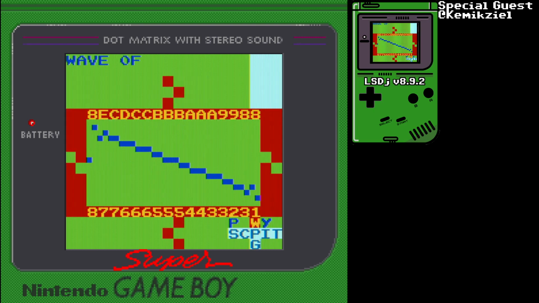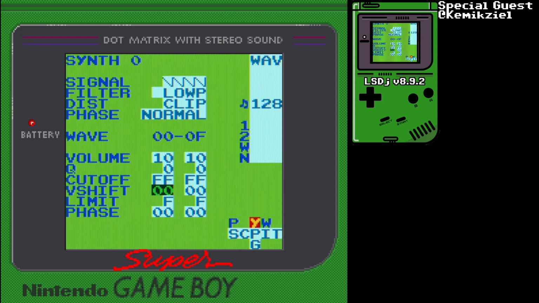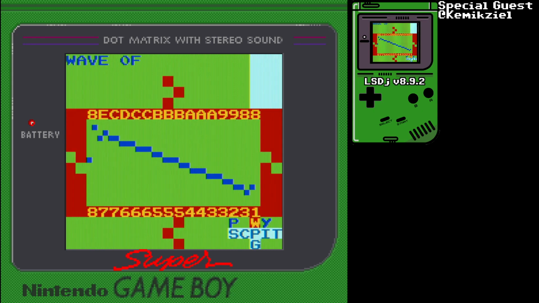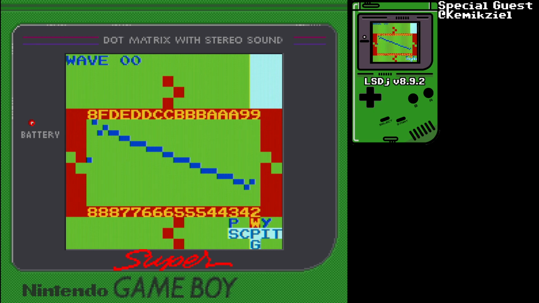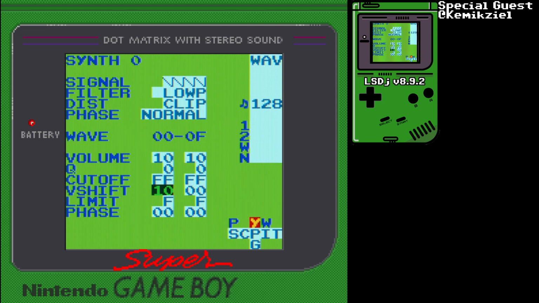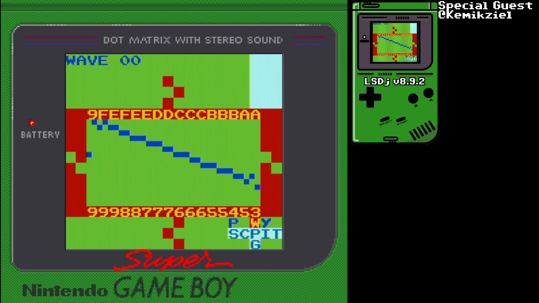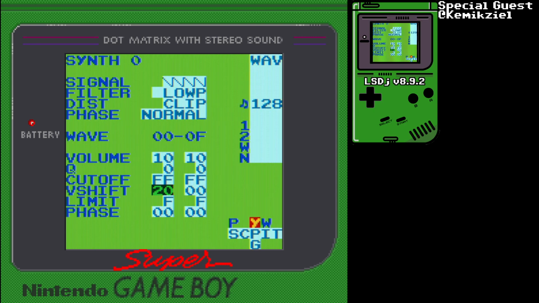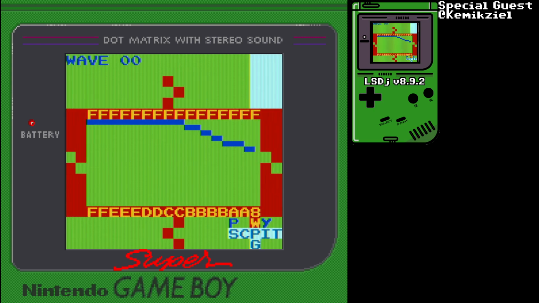Basically it's literally just a vertical shift. So if you go up by 10, your waveform goes up by 1, because this is almost the same as cutoff. Going up by 10 goes up by 1 from 0 to F, or 20. So it starts to just lift it off the ground. And then once you get up here, now you're just squashing it against the ceiling.